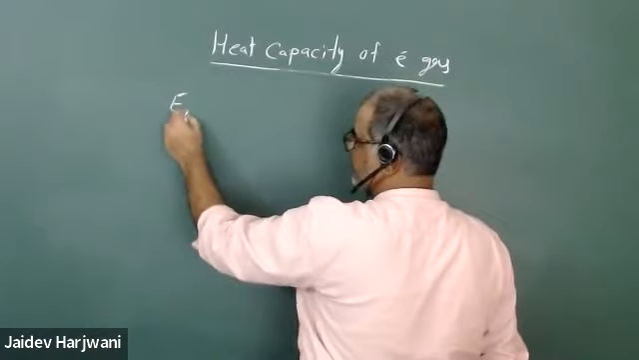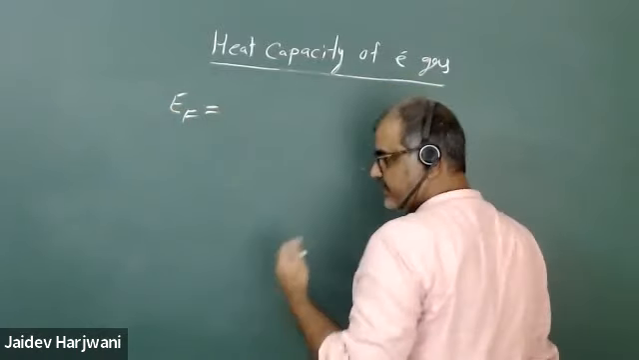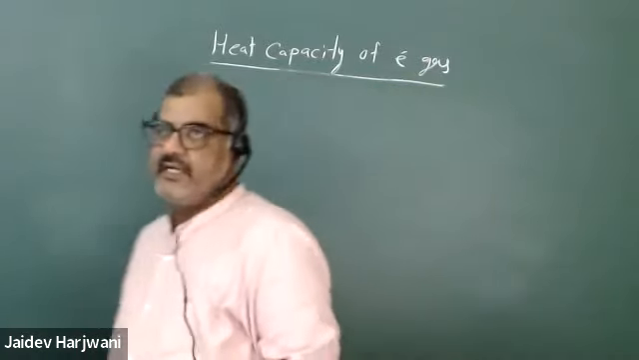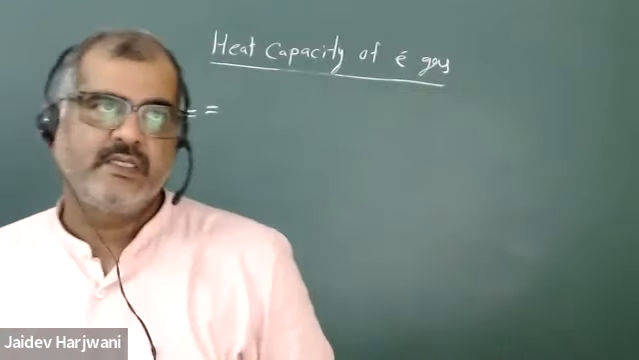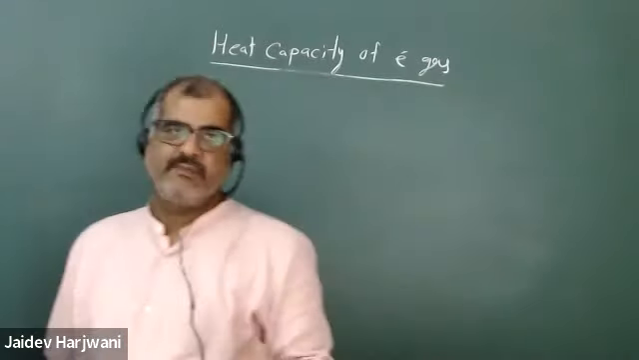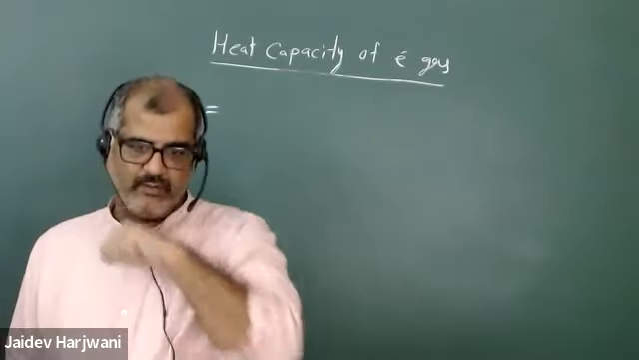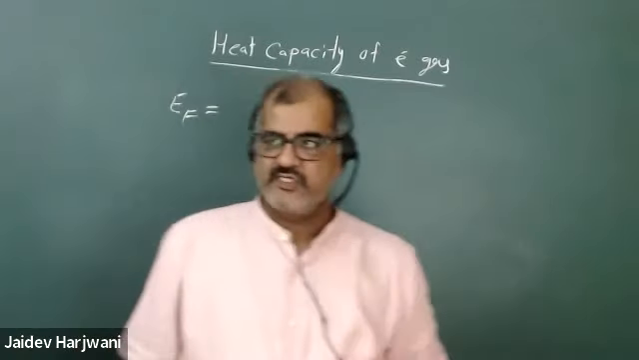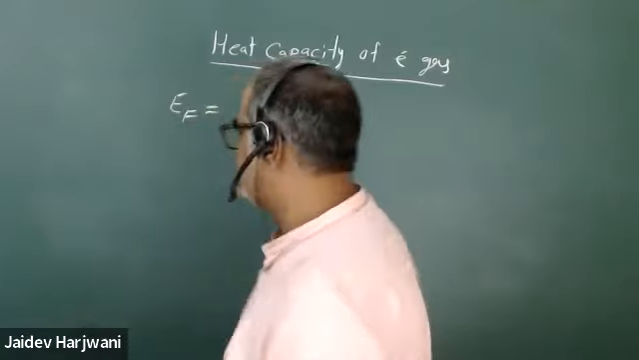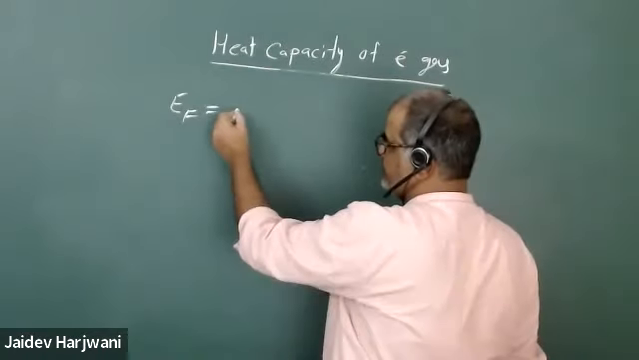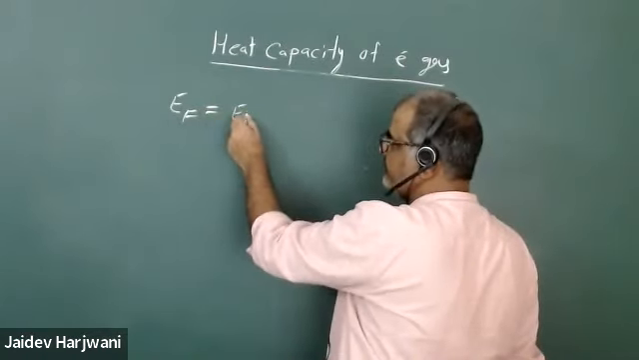Now generally we write Fermi energy. Earlier we were writing it at T equal to 0. Fermi energy is nothing but the chemical potential, isn't it? But in general, the Fermi energy is a weak function of temperature.